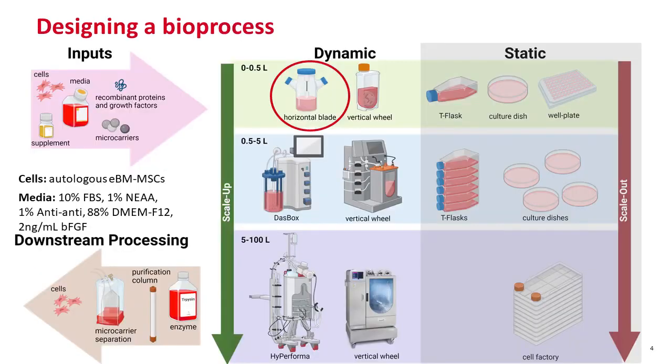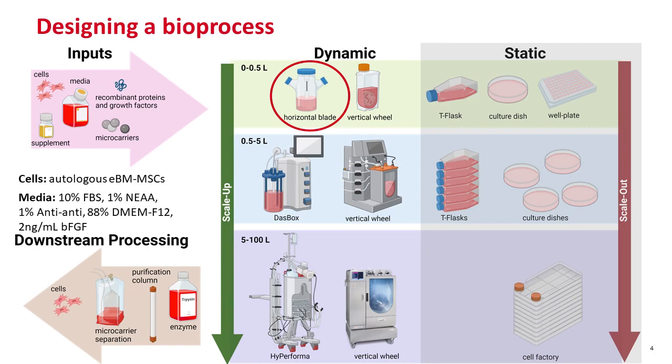When designing a bioprocess, there are many different things to consider. The first being your inputs, such as your cell source, the media required, any supplements, as well as microcarriers if the cells depend on it. You also need to consider your method of expansion, as well as any purification steps for cell use.